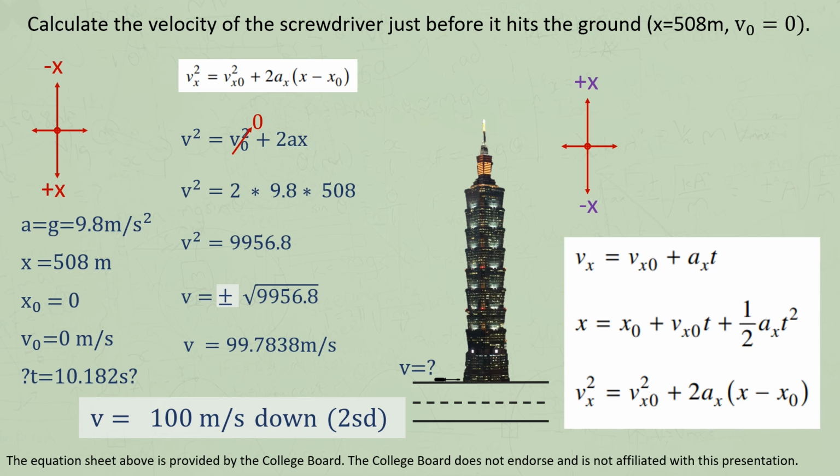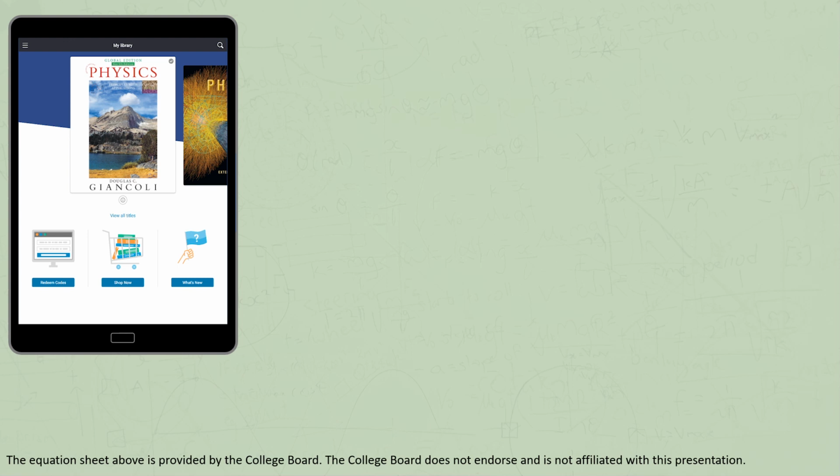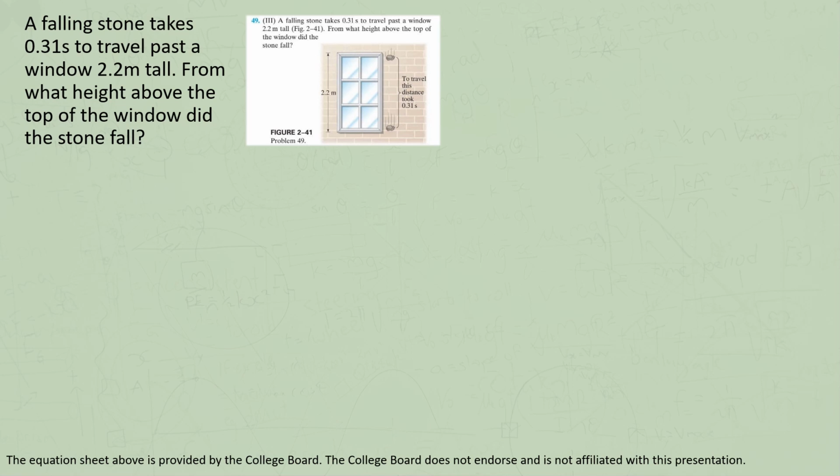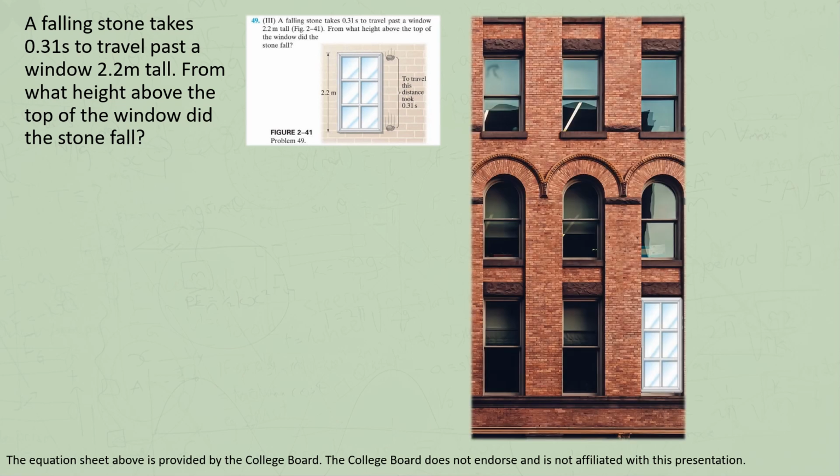Now let's look at a slightly harder problem, which I'd say is about the upper level of AP and most other high school kinematics problems. It's from Giancoli, my favourite high school physics textbook. It's chapter 2, problem 49. A falling stone takes 0.31 seconds to travel past a window 2.2 metres tall. From what height above the top of the window did the stone fall?